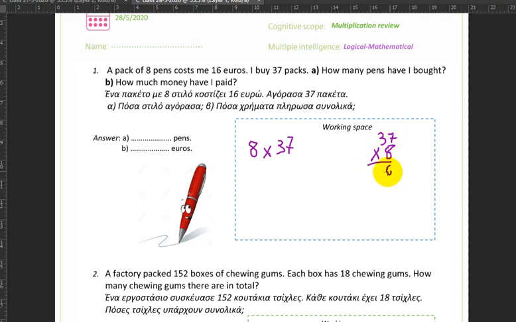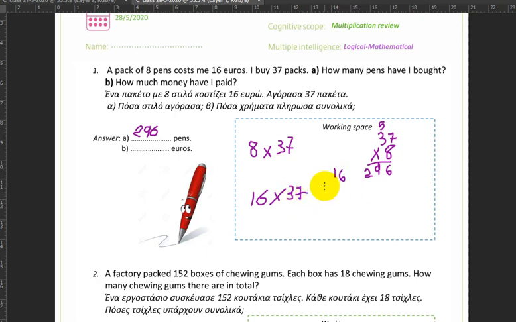8 times 7 makes 56. I write 6 and carry 5. 8 times 3 makes 24, plus 5 that I carried over, 29. So 296 pens. Also, each pack costs 16 euros. And I buy 37. So we need to do 16 times 37.